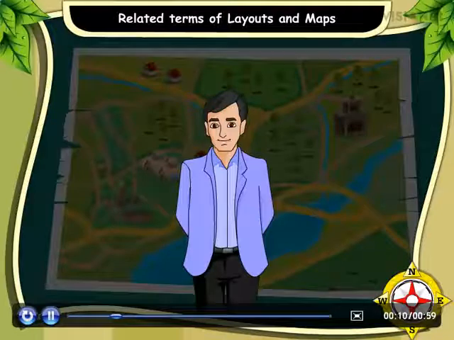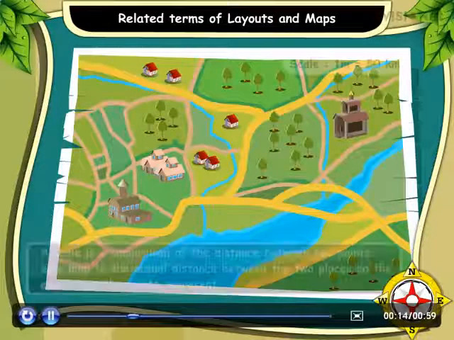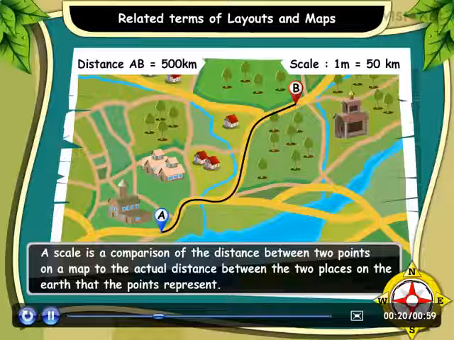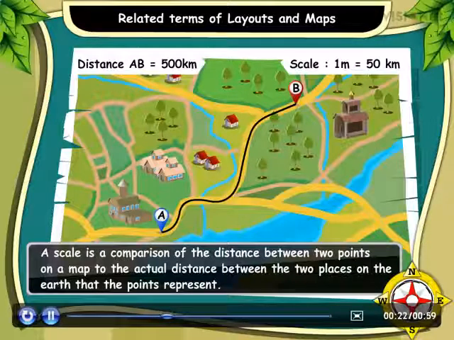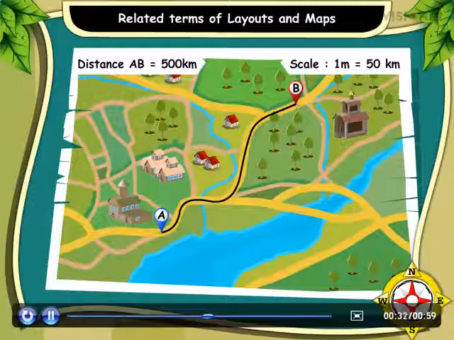Look at the screen. In this map, we use a scale. A scale is a comparison of the distances between 2 points on a map to the actual distance between the 2 places on the earth that the points represent. The scale is usually mentioned at the bottom of the map. It helps to calculate the distance between any 2 places given on the map.